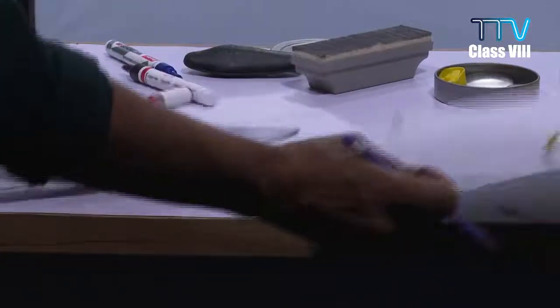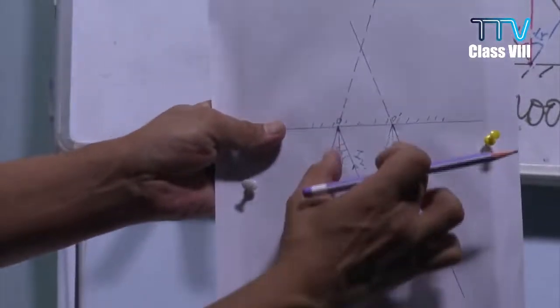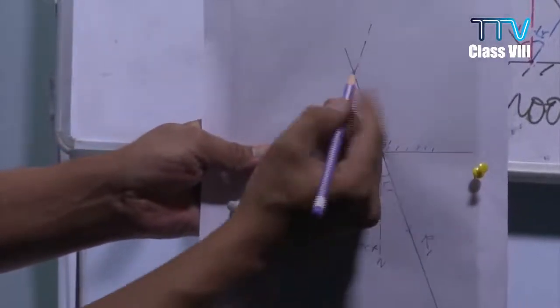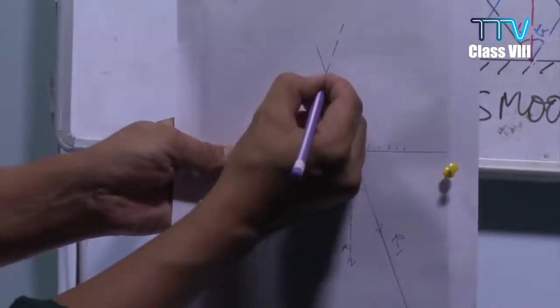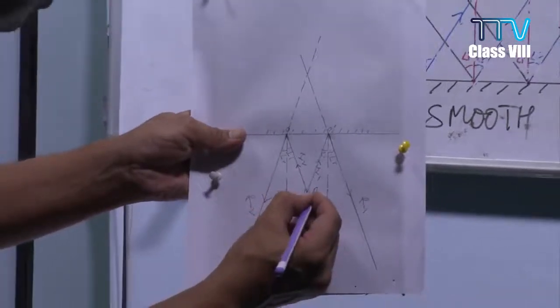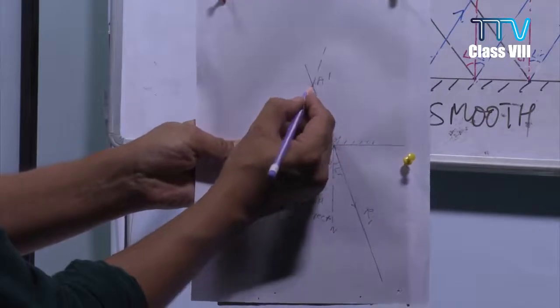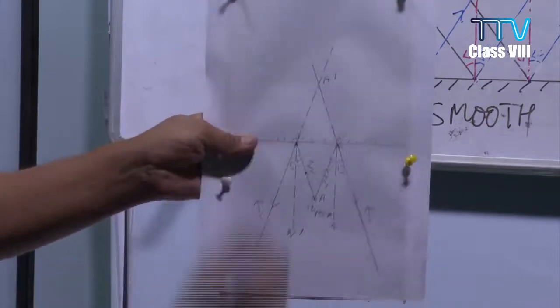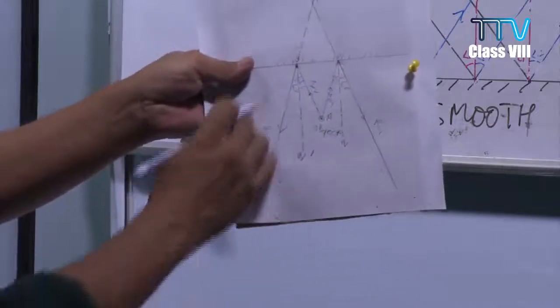Look, I produce the reflected rays backward, and they meet behind the mirror. They meet at that point behind the mirror. If the point on the object is A, let's say this is A dash. That is where the image is formed, as seen in the ray diagram.